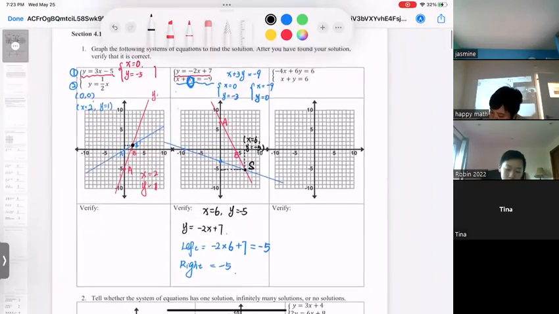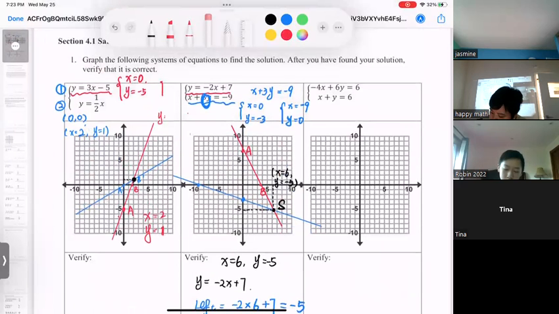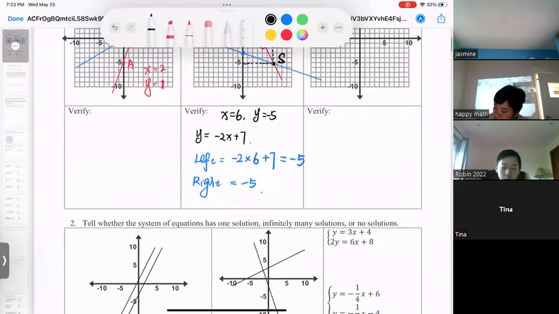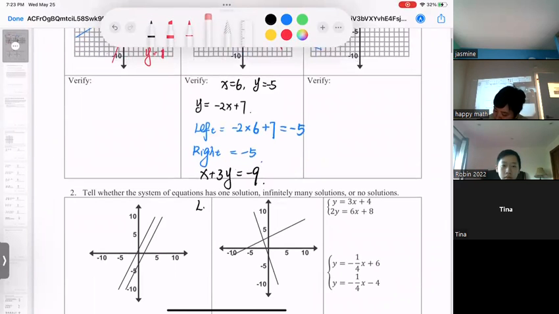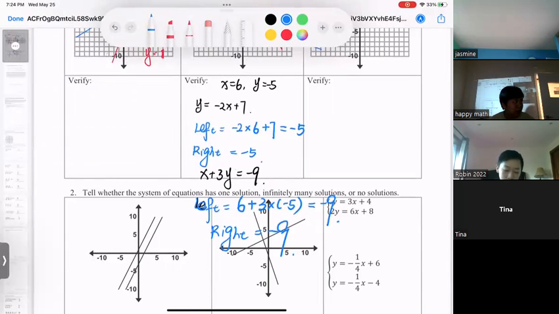Another equation will be x plus 3y. Let's verify x plus 3y equals -9. So what is the left? The left is x, which is 6, plus 3 times y, which is -5. It is -9. Is that right? So the right is also -9. Did you agree with that? Is the left equal to the right? Also, did you agree with that?